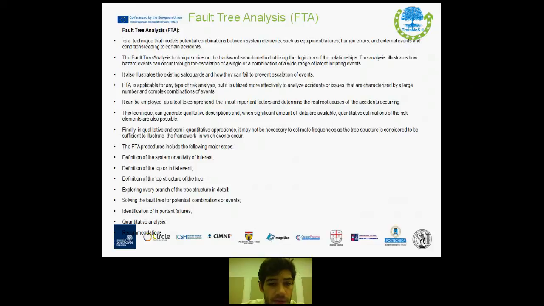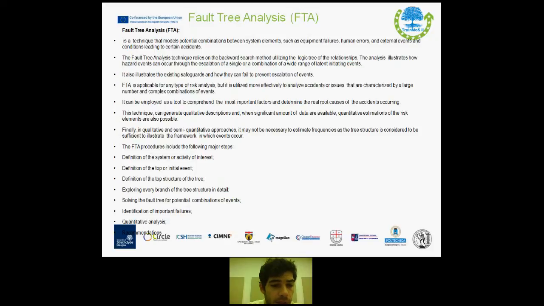While finally we have the fault tree analysis, the FTA, which is a technique that models potential combinations between system elements such as equipment failures, human errors, and external events and conditions leading to certain accidents. The fault tree analysis technique relies on the backward search method utilizing the logic tree of the relationships. The analysis illustrates how hazard events can occur through the escalation of a single or a combination of a wide range of latent initiating events. It also illustrates the existing safeguards and how they can fail to prevent escalation of events.